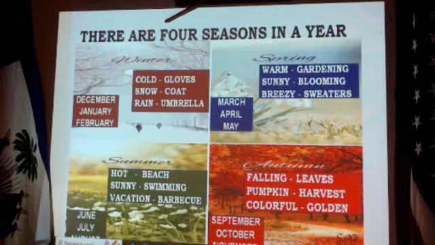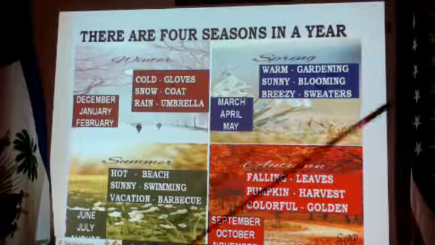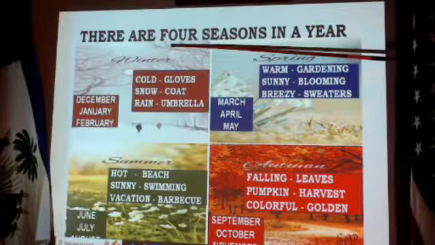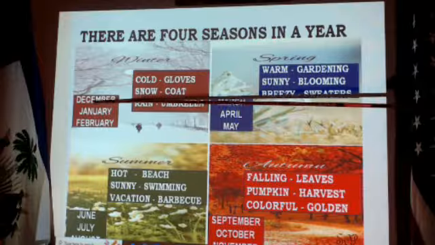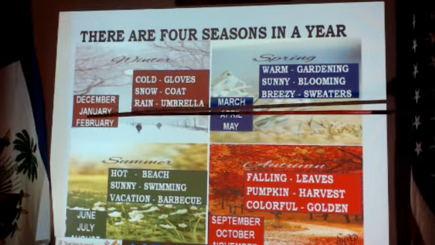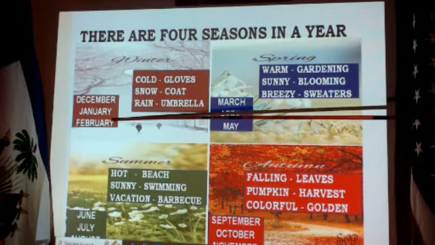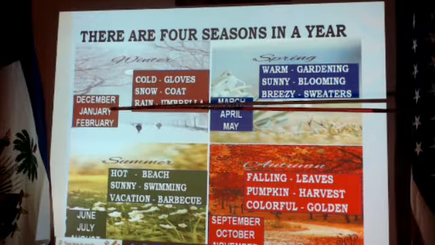There are 4 seasons in a year. Each season takes 3 months. Winter: December, January, February.